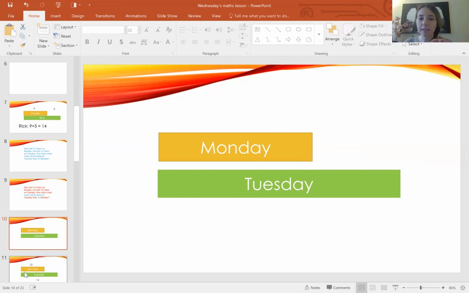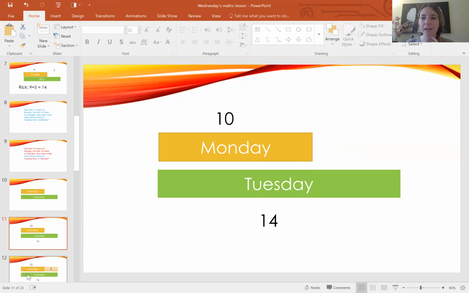Now I need to put my numbers in. I need to think about where the numbers would go. So he built 10 on Monday and 14 on Tuesday. So I need to think about where I'd put those numbers to make that clear. There we go. So on Monday, he built 10, and on Tuesday, he built 14. So this bar is equal to 10, and this bar is equal to 14.